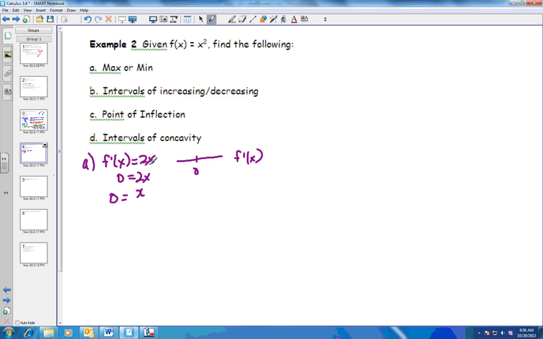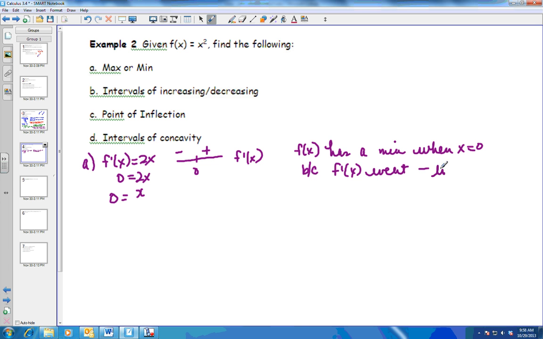When I plug in a number into my first derivative, to the left of 0, I'm going to get negative. To the right of 0, I'm going to get positive. So f of x is only going to have a min because I went from negative to positive. f of x has a min when x equals 0 because f prime of x went from negative to positive. So that's part A.